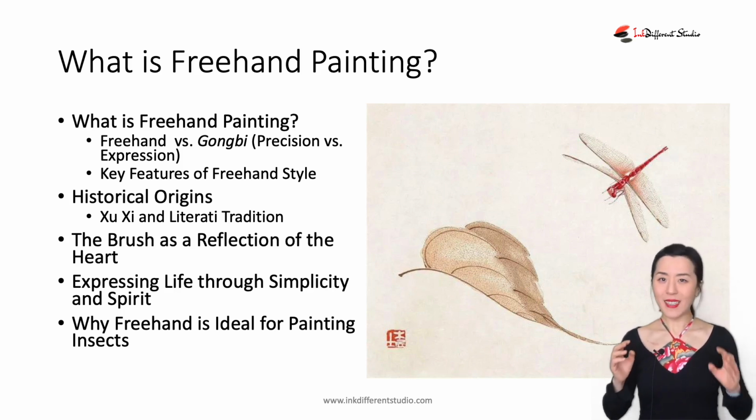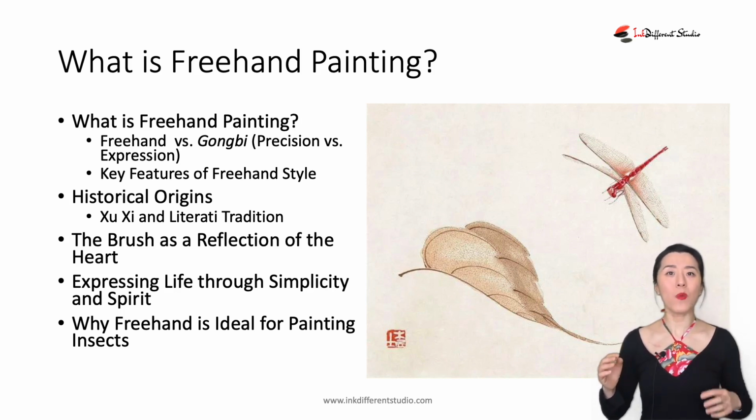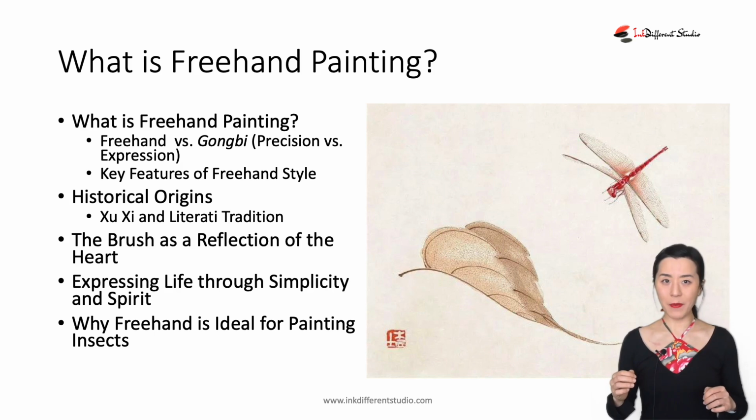This approach is especially powerful with painting natural subjects like flowers, birds, and insects. A single stroke can bring a bee to life. A splash of ink can suggest the flutter of wings or the weight of dew on a leaf. Freehand is not concerned with scientific accuracy, but with conveying the energy and the life force of the subject.